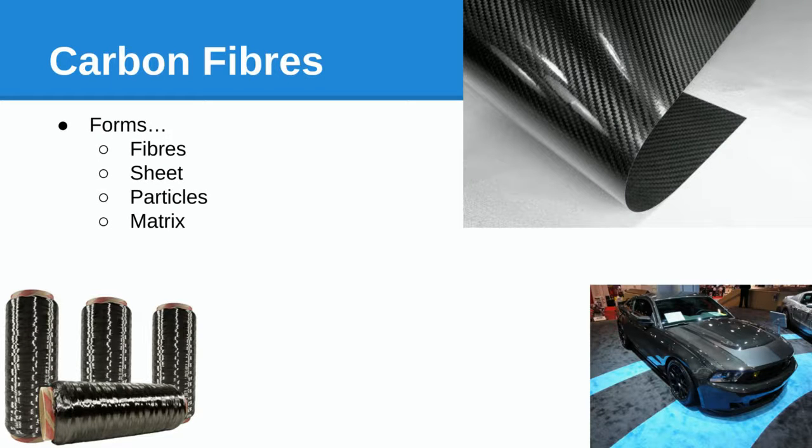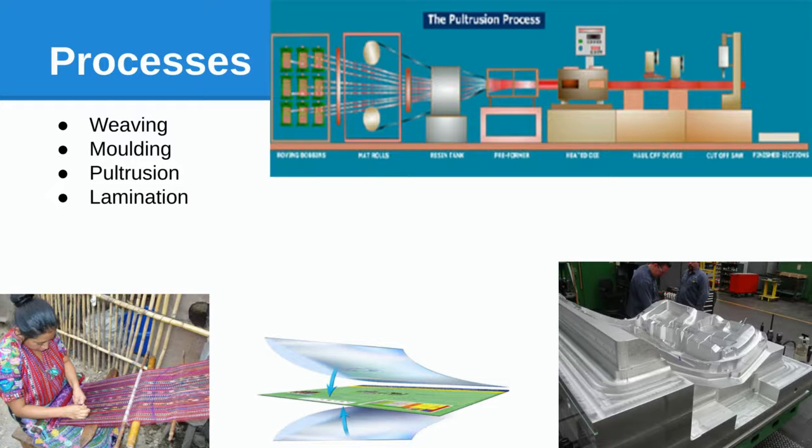Carbon fiber can be made in a bunch of different ways. You can have fibers, you can have sheets, you can have particles, and you can have a matrix. The process for producing some of these things, there's 4 processes you need to be familiar with.